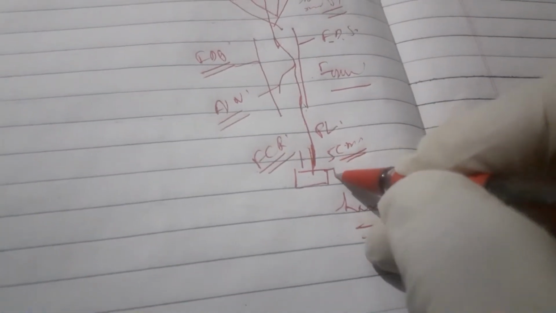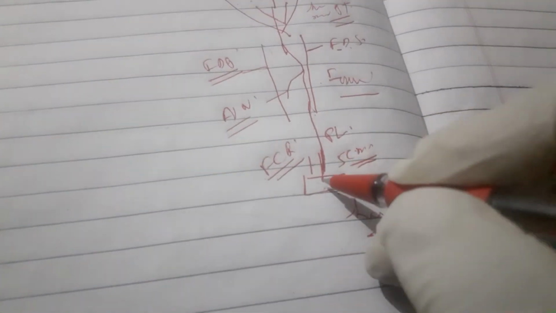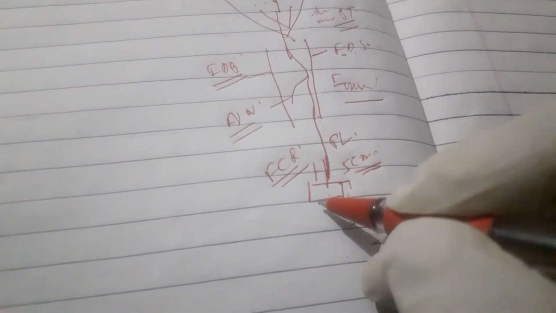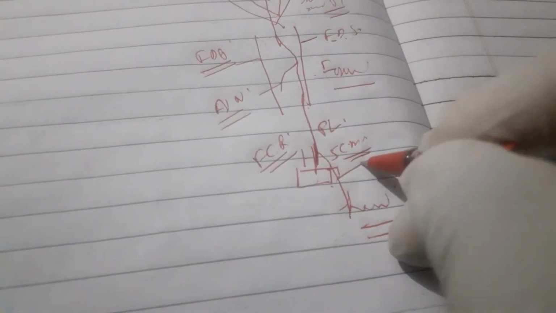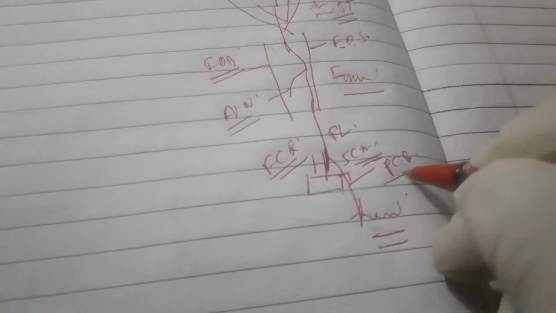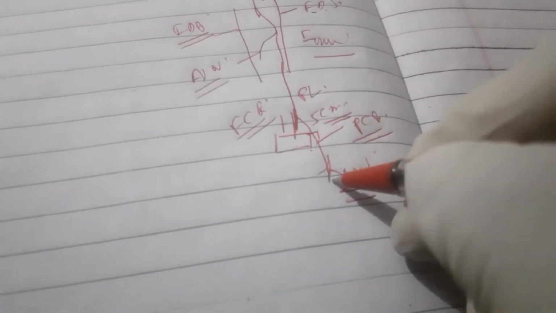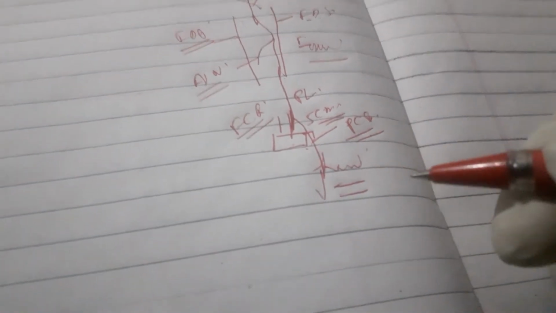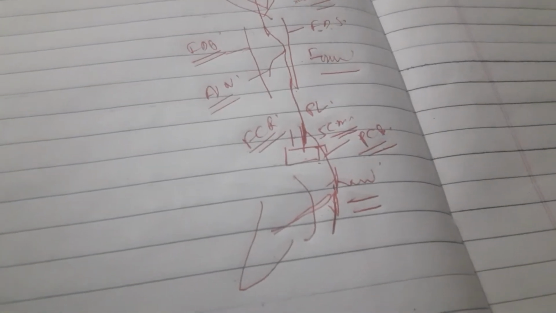Now 3 centimeter proximal to the wrist joint, it gives one branch, that is the palmar cutaneous branch. The palmar cutaneous branch of the median nerve will supply the skin over the thenar eminence and the center of the palm.